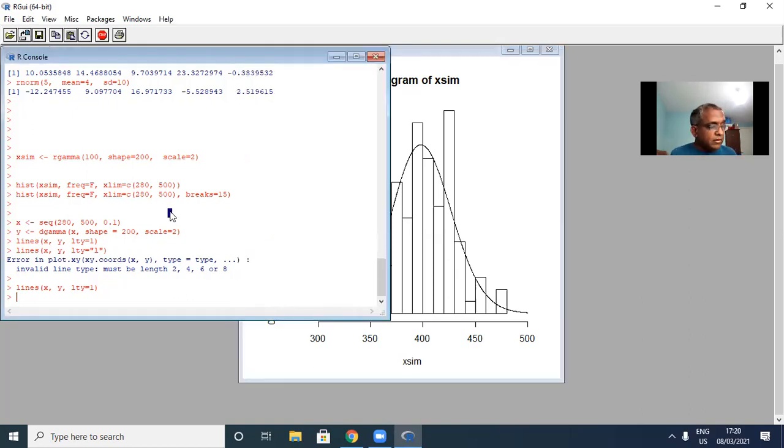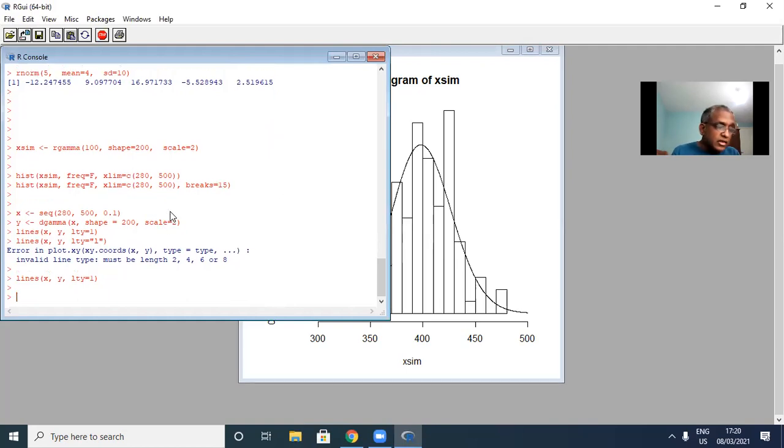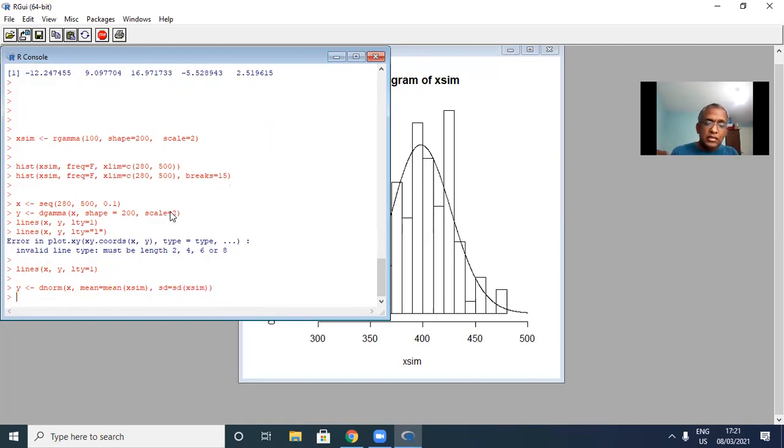All right. Now the next thing I'm going to do is, on top of this, I also want to plot the density of the normal distribution. So let me compute the density of the normal at X with the mean equal to the mean of XM, and the standard deviation equal to the standard deviation of XM. And then I will say plot X comma Y, line type equal to 2, and color equal to red.